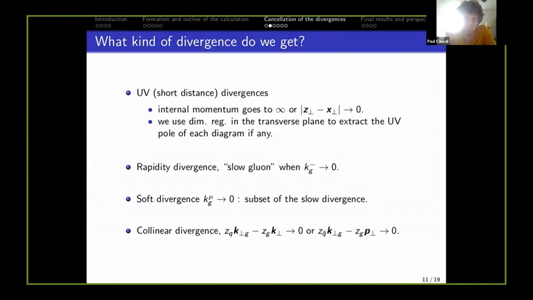We also have rapidity divergences, what we call slow gluon divergences, when the longitudinal momentum of the gluon goes to zero. There are, of course, standard divergences in QCD, soft and collinear divergences. But one important point is that the soft divergence, which mathematically comes from the momentum of the gluon going to zero, is a subset of the slow divergences, because if k_g^ν goes to zero for all ν, it means that k_g^- goes to zero as well. And last but not least, we have the collinear divergences, when the emitted gluon is collinear to either the quark or the anti-quark in the final state.